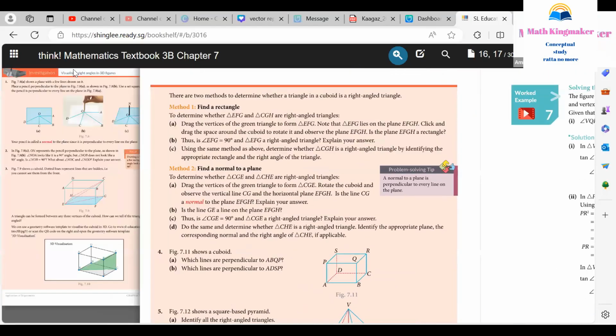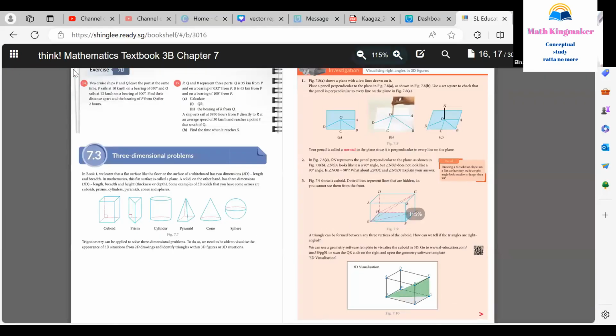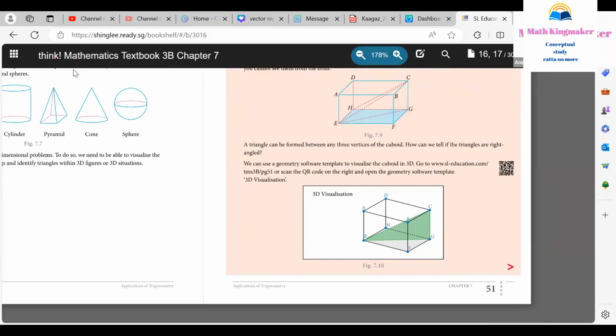They are asking this one. They have made a triangle, so we have to check. The triangle is CGE. You see that GC is normal to the plane EFGH, isn't it? Every line which is normal to this plane is normal to every line on this plane.